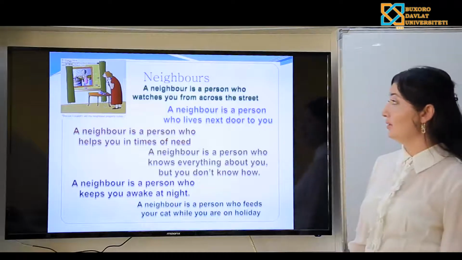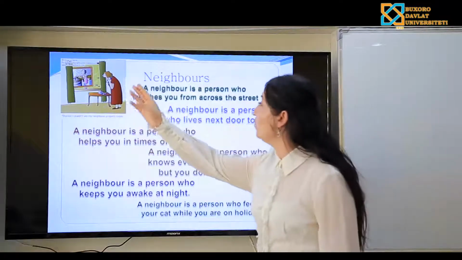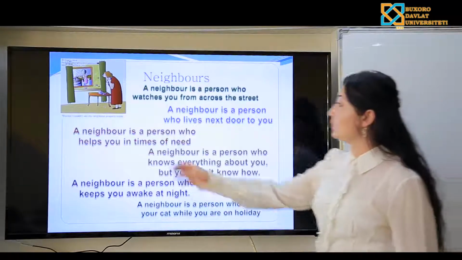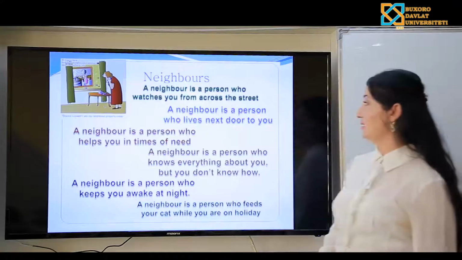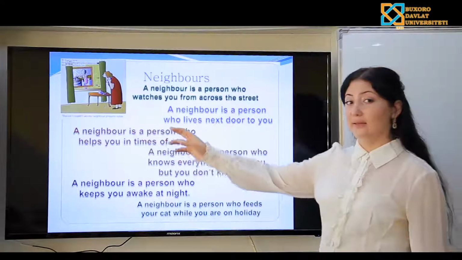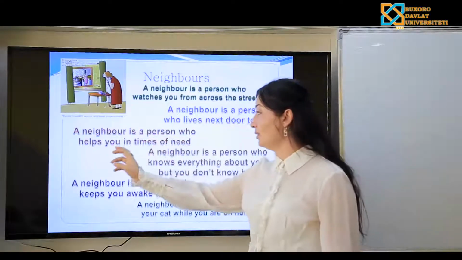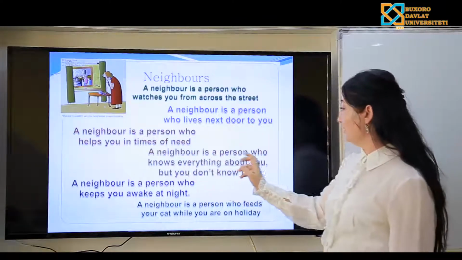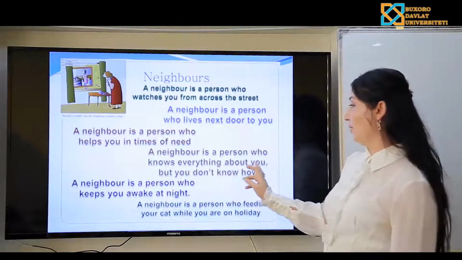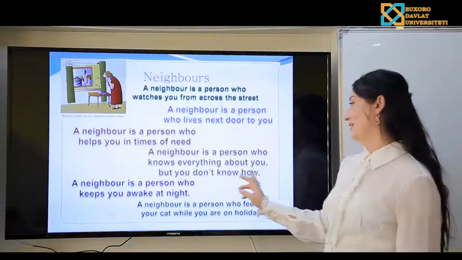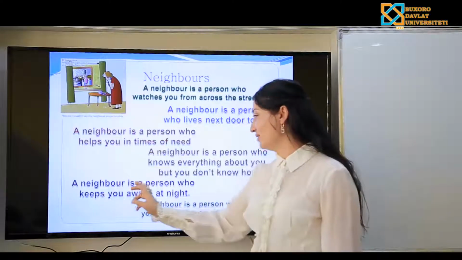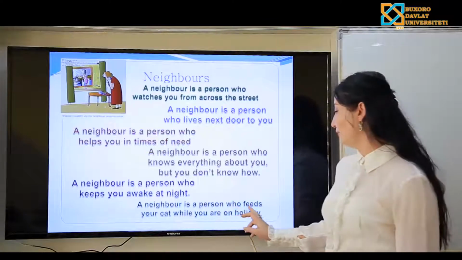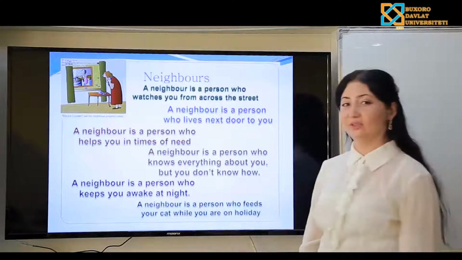Neighbors. A neighbor is a person who watches you from across the street. A neighbor is a person who lives next door to you. A neighbor is a person who helps you in times of need. A neighbor is a person who knows everything about you, but you don't know how. A neighbor is a person who keeps you awake at night and who feeds your cat while you are on holiday.